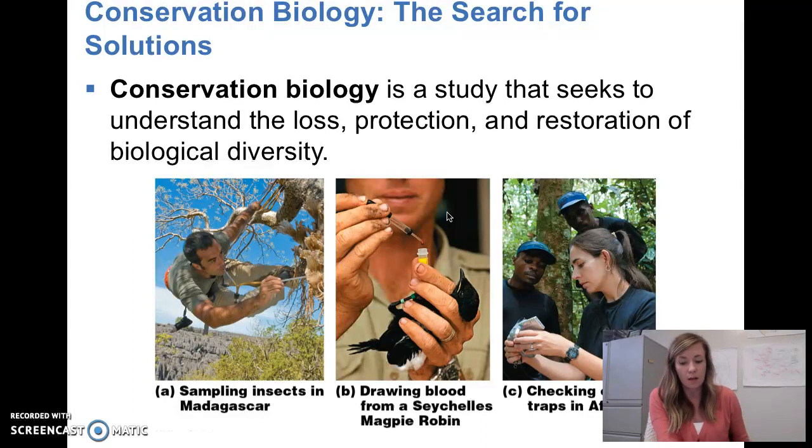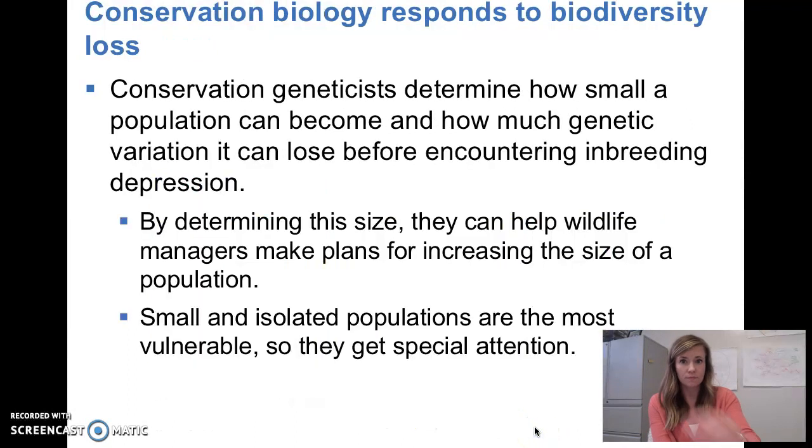And this arose as biologists became alarmed at how fast we were losing species and degrading the natural systems because of our human activities. So we are looking to solve the problems of habitat degradation and species loss as we move through conservation biology. Some forms this might take would be sampling insects in Madagascar, drawing blood from a Seychelles magpie robin, or checking camera traps in Africa.